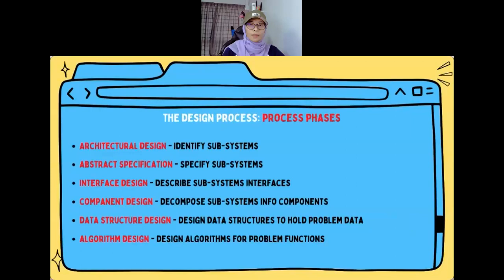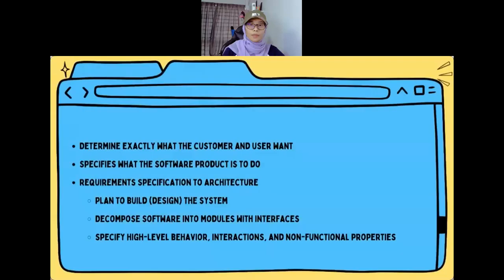Process phases. Architecture design: identify subsystems. Abstraction specification: specify subsystems. Interface design: describe subsystem interface. Component design: decompose subsystem into components. Data structure design: design data structure to hold problem data. Algorithm design: design algorithm for problem functions.